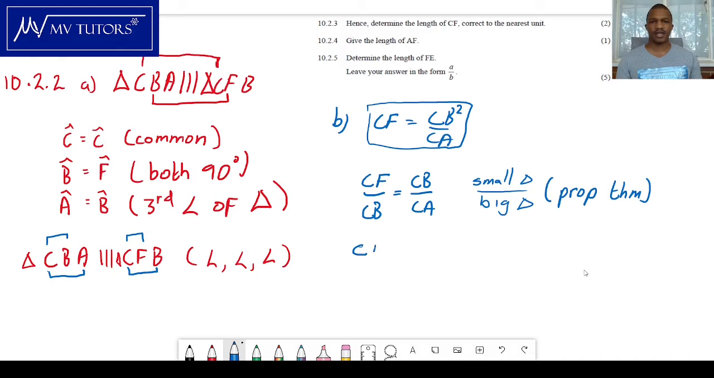Can clearly see that CB is then equals to, not CB, CF. If you look at that, you can see that CF is equals to CB times CB over CA, which is equals then to what we are given here, CB squared over CA. Okay, that's it. That's how you do that one. Nice and short and sweet. Let's look at the next question.